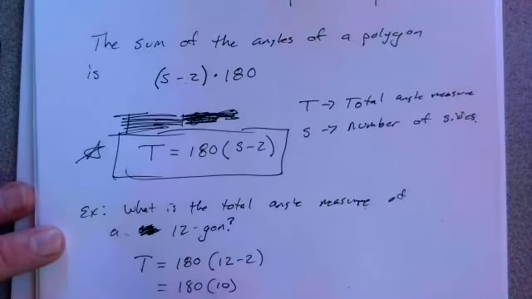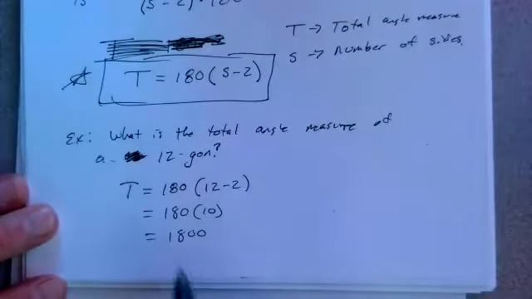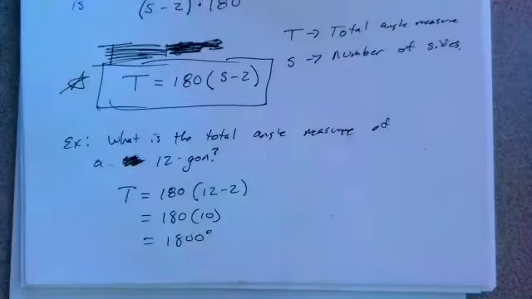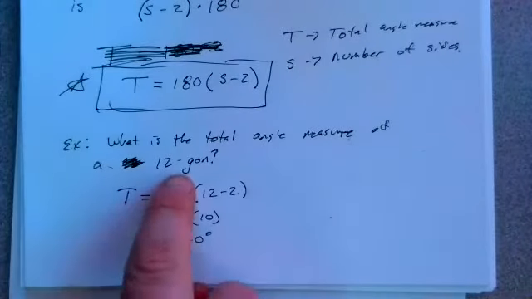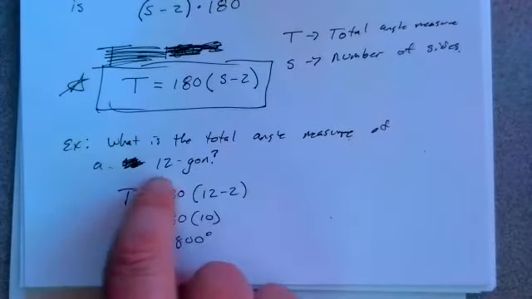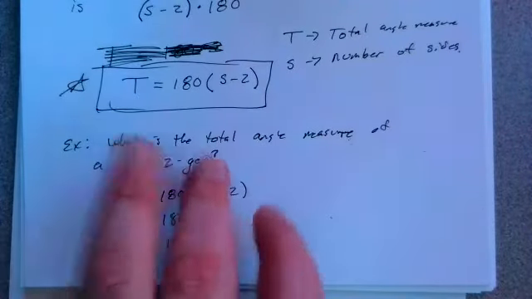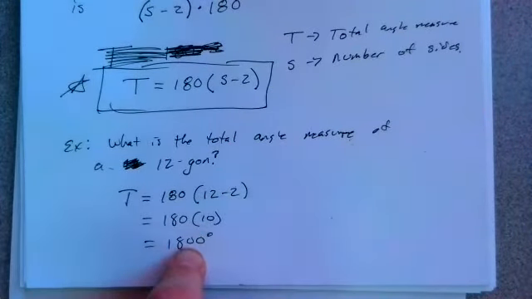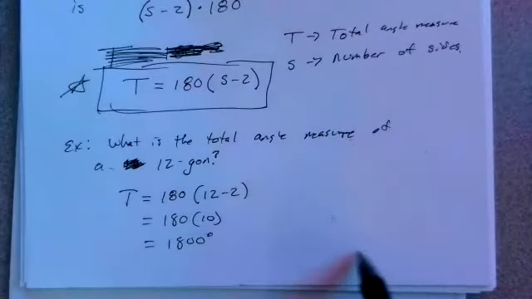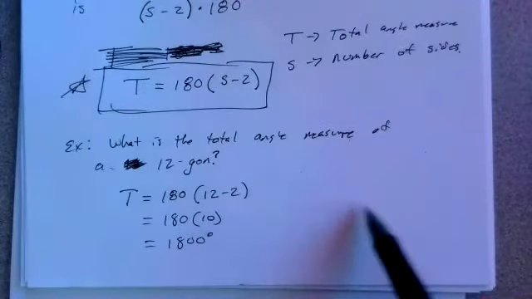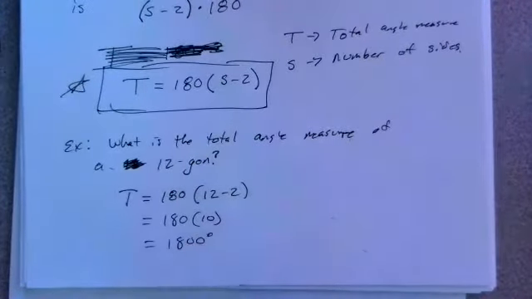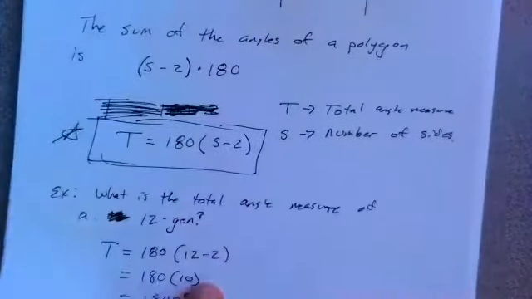I don't need my calculator. Yay! It'd be 1,800 degrees. All right. So for a 12-gon, what we end up with is 1,800 degrees. So if we drew 12 sides, the total angle measure for all 12 is 1,800 degrees. Okay? All right. So let's take a look. There's something else that we could do here.